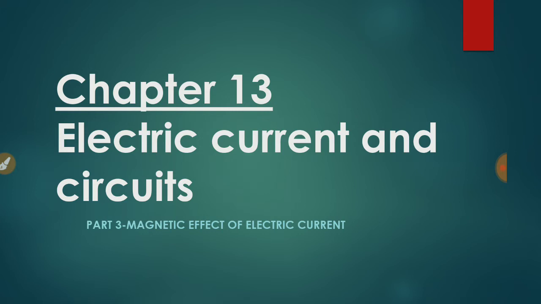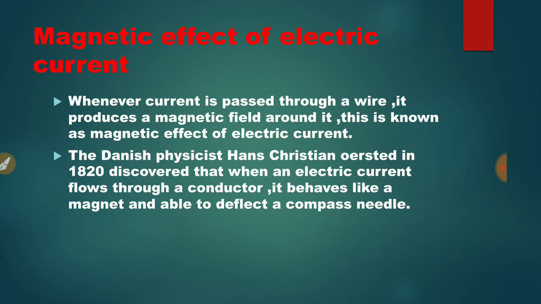What is the heating effect of electric current? Whenever current is passed through a conductor, it produces heat. But when we pass electric current through a conductor, it behaves like a magnet, and it produces a magnetic field around it. This is known as the magnetic effect of electric current, and this effect was discovered by Danish physicist Hans Christian Ørsted in 1820.